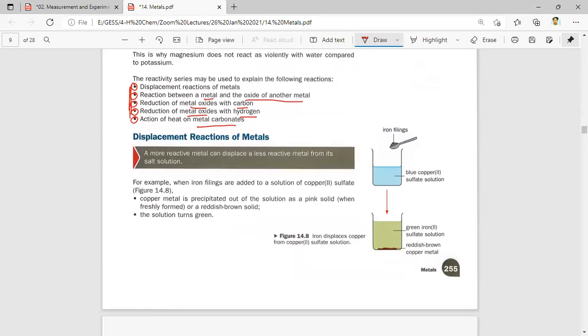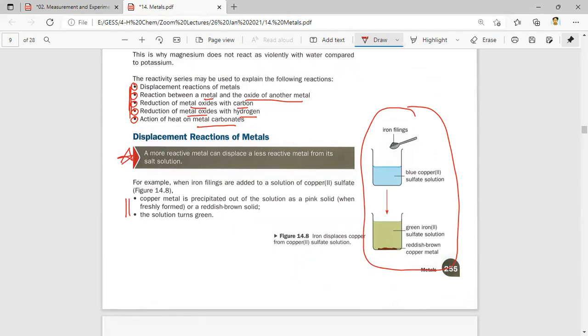Displacement reaction of metals. The key idea here is that the more reactive metal can displace a less reactive metal from a salt solution. Look at this example illustrated here. When iron filings are added to a solution of copper 2 sulfate, this was observed: the copper metal is precipitated out.